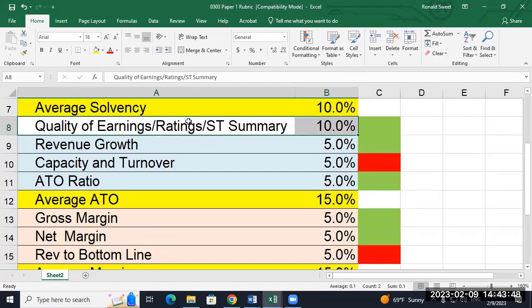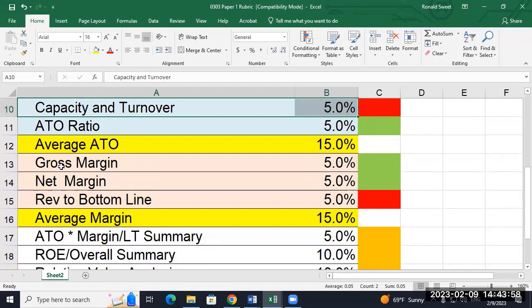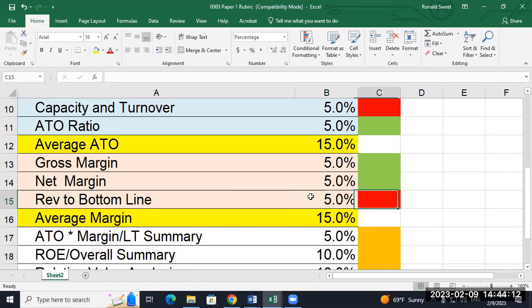You have a summary. Then you talk about revenue. You have two easy ones, revenue growth and asset turnover. And then you have the more challenging one, capacity versus turnover. Then you have margins, net and gross margin, real simple. And then revenue, how much of that revenue is getting to the bottom line? If their revenues grow 5%, are their earnings growing 10%? The economies of scale. I should call this economies of scale.